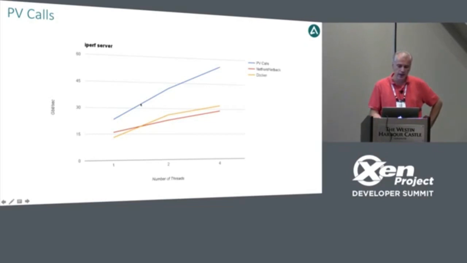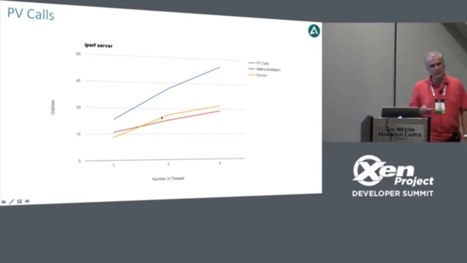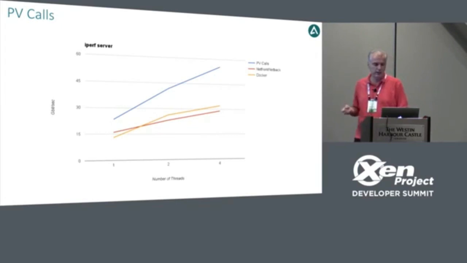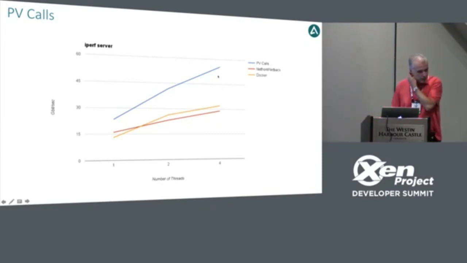In this case, something weird happened: PV calls actually had much better performance than both Docker and the net front, net back. This is a bit of a fluke, the fact that PV calls had better performance than Docker, right? People would try to understand why, and I'll explain it in the next slide. But essentially, again, PV calls provide substantial performance, right? We managed to reach like 60 gigabits of traffic with something like 4 threads of iperf running.